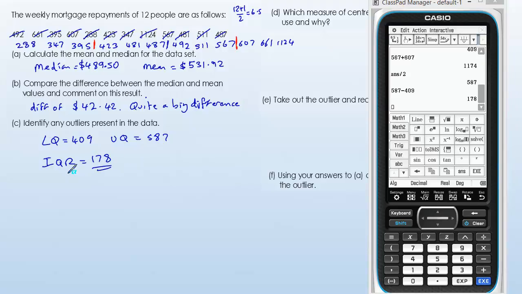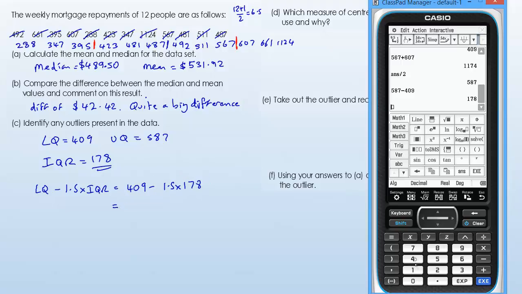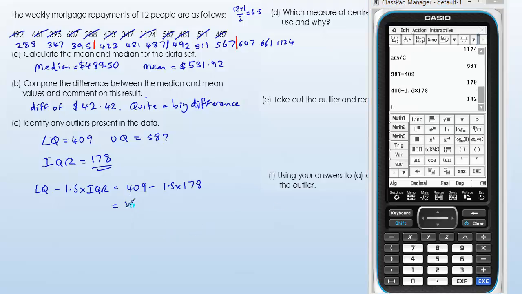So if we do lower quartile, take away 1.5 times the interquartile range, that is going to be 409 take away 1.5 times 178. So 409 take away 1.5 times 178 gives me 142. And we don't have anything below 142, so there's no outliers at that end.